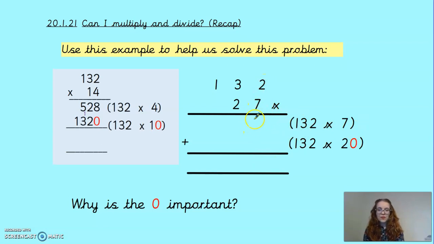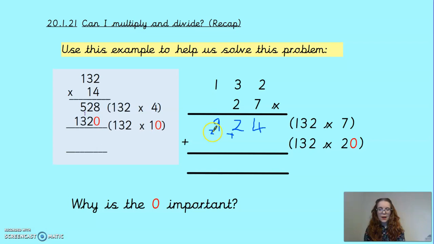Okay, so 7 times 2 is 14. So I'm going to put my 4 in. And then I'm going to carry my 1 over here. Then I'm going to do 7 times 3. Well, that is 21. But I've got to add my 1 that I carried over. I'm going to cross it out so I don't get confused, and that's going to become 22. So I'm going to carry my 2 over here. There we go. And I'm going to do 7 times 1, which is 7, and then I'm going to add my 2, which makes it 9. So 132 times 7 equals 924.